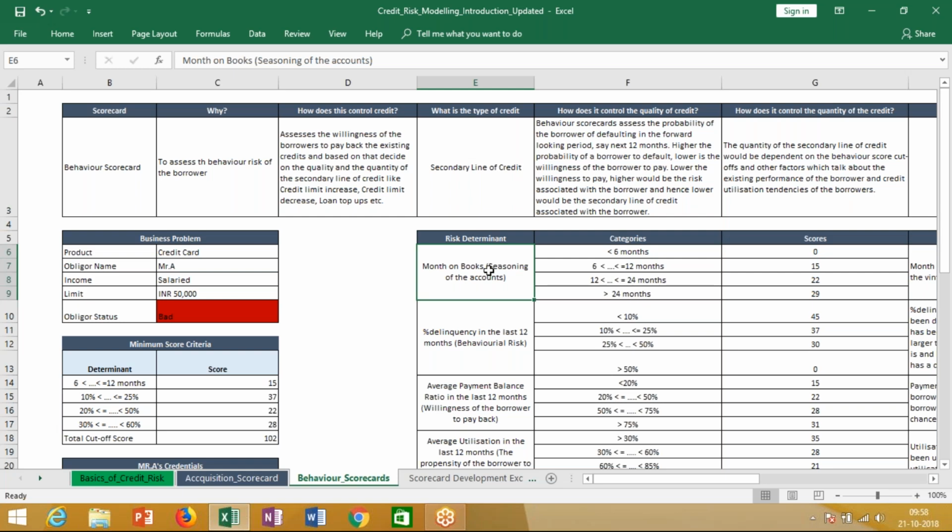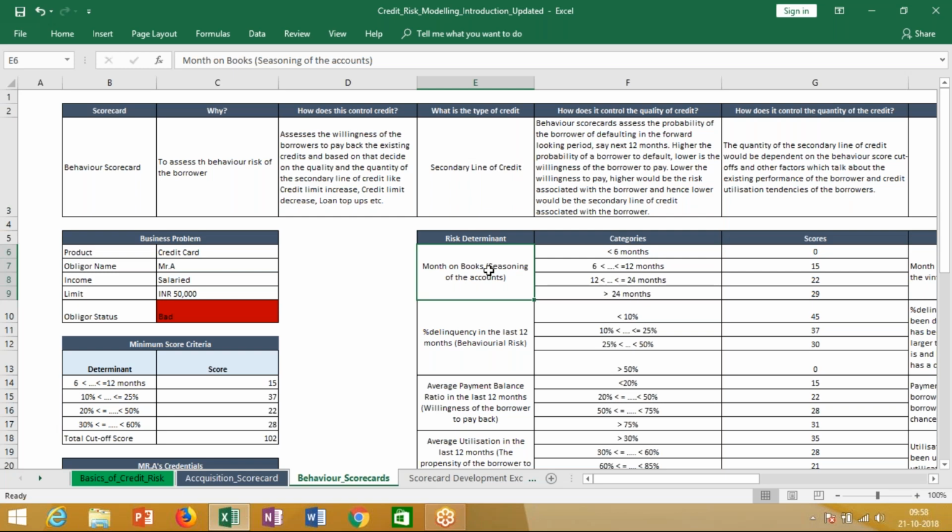What we want to understand is that he has been given a credit card with the limit 50,000. So what we have over here is an obligor state. What we want to know is whether this borrower is a good borrower or a bad borrower, right?